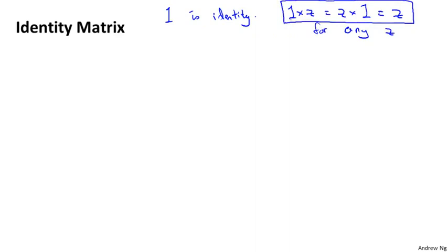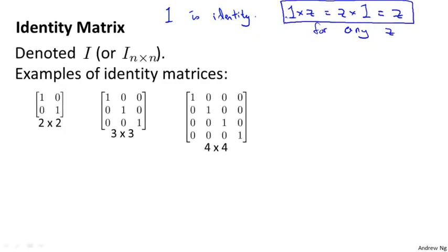It turns out that in the space of matrices, there's an identity matrix as well, and it is usually denoted I, or sometimes we write it as I subscript n by n if we want to make explicit the dimension. So I subscript n by n is the n by n identity matrix. And so there's a different identity matrix for each dimension n. Here are a few examples. Here's the 2 by 2 identity matrix. Here's the 3 by 3 identity matrix. Here's the 4 by 4 identity matrix.